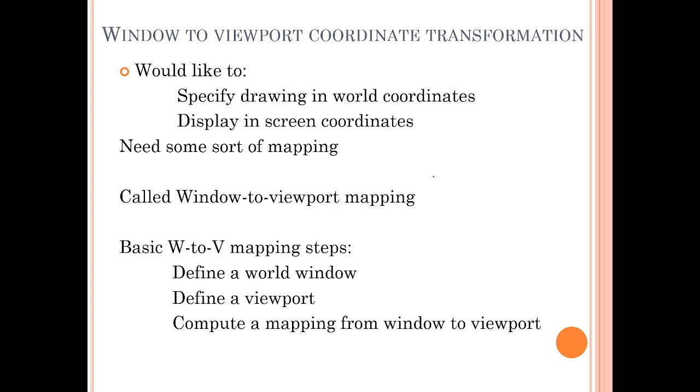So the window to viewport coordinate transformation: we would like to specify a drawing in the world coordinates and display it in screen coordinates. So we need some sort of mapping called window to viewport mapping. The basic window to viewport mapping steps: define a world window, define a viewport, compute a mapping from window to viewport.